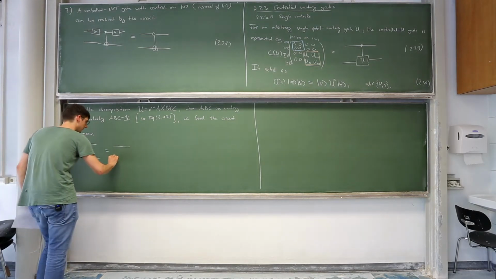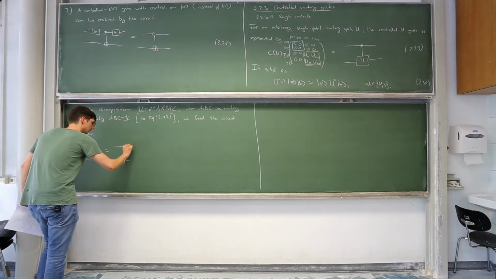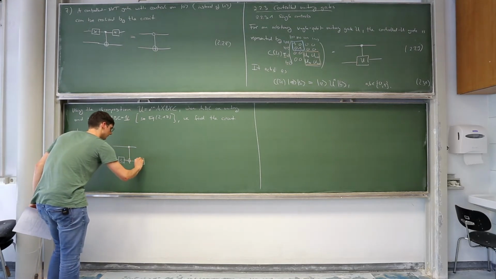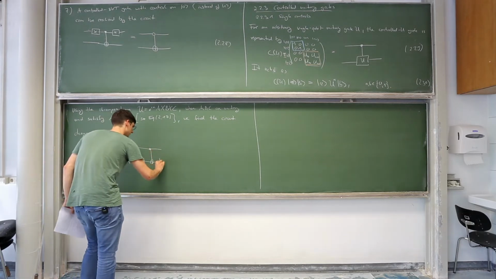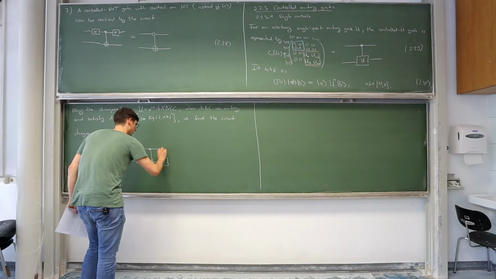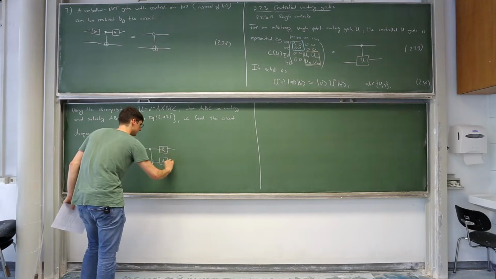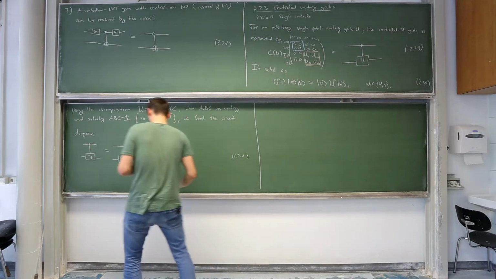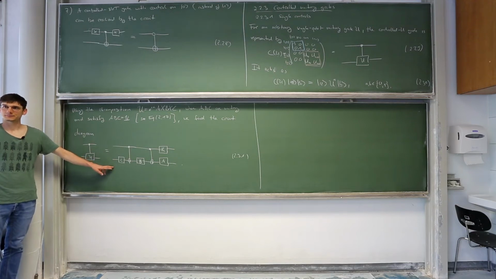So we have here C, then a controlled NOT, and then B, again a controlled NOT, and then A, and here a phase gate P alpha. Okay, let's see whether this is correct.